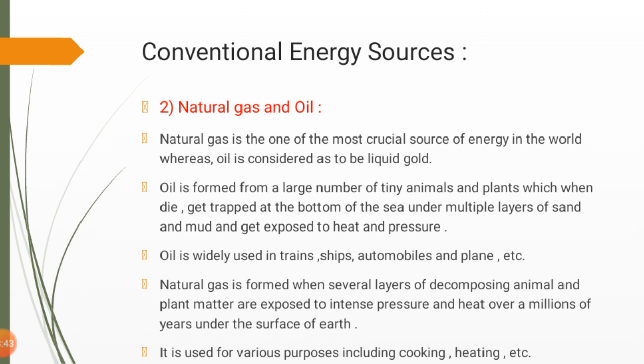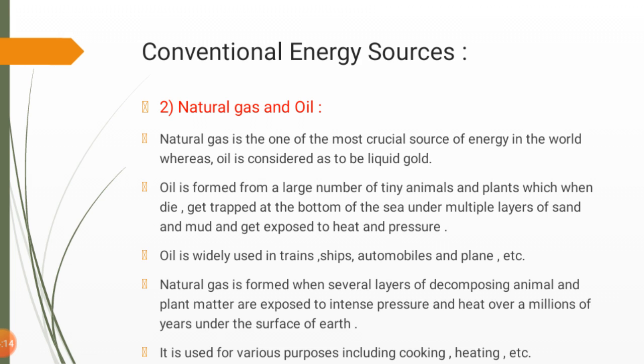How is the natural gas formed then? Several layers of decomposing animal and plant matter. After the animals and plants die, decomposing animal and plant matter is formed, and this matter is exposed to intense pressure and heat inside the earth's surface over millions of years, and after that natural gas is formed.